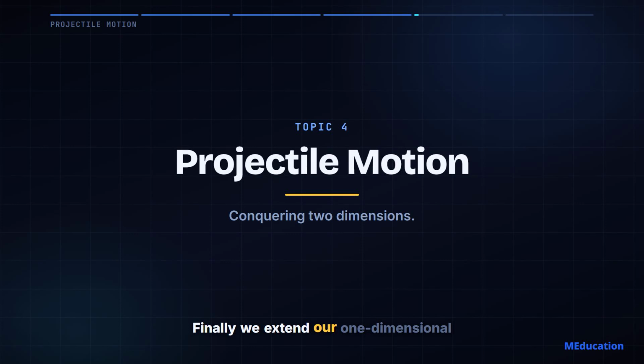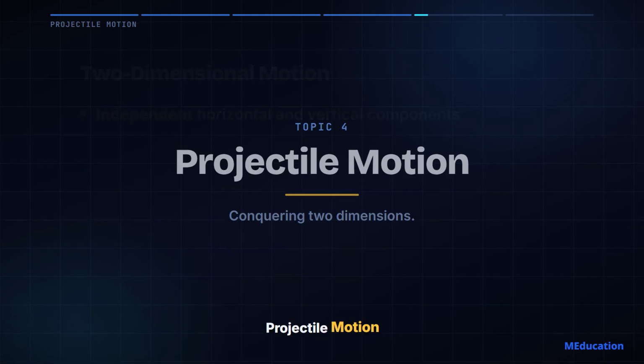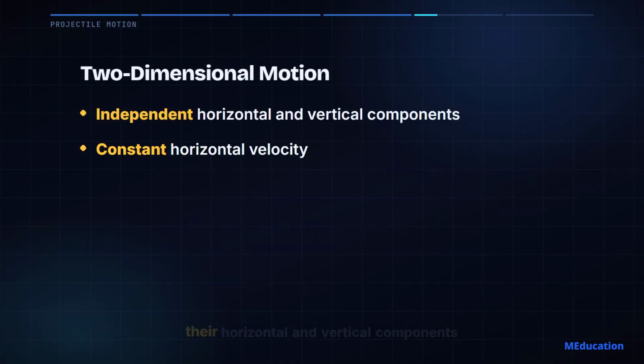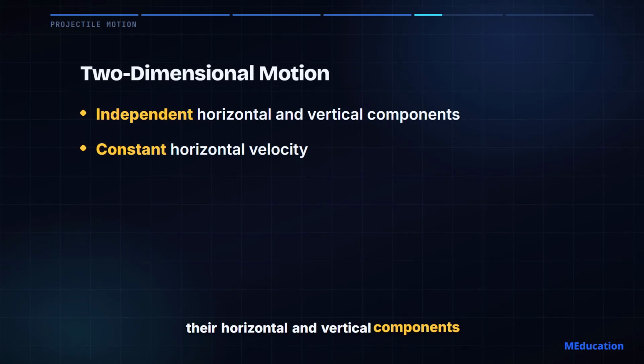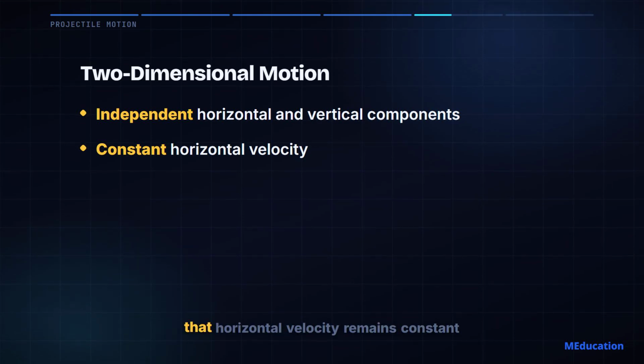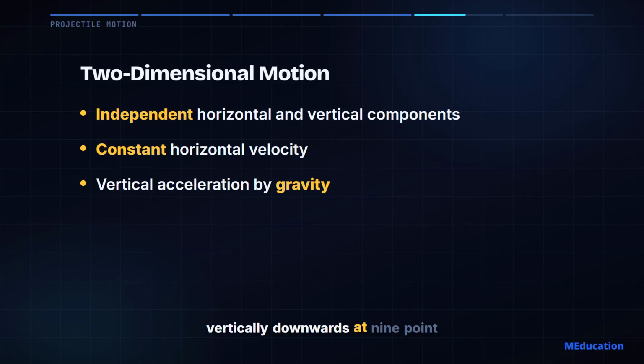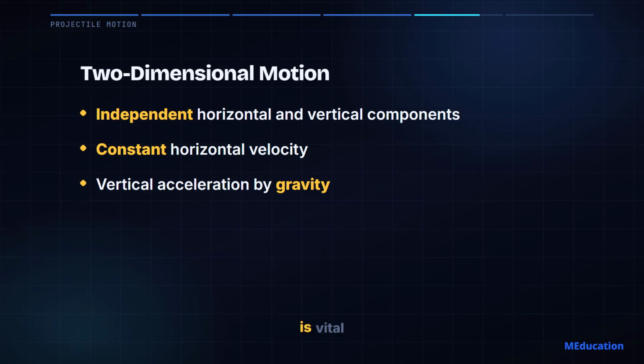Finally, we extend our one-dimensional toolkit into 2 dimensions with projectile motion. You will analyze objects launched through the air by treating their horizontal and vertical components completely independently. The golden rule here is that horizontal velocity remains constant, while gravity accelerates the object vertically downwards at 9.81 meters per second squared. Mastering this separation of dimensions is vital.